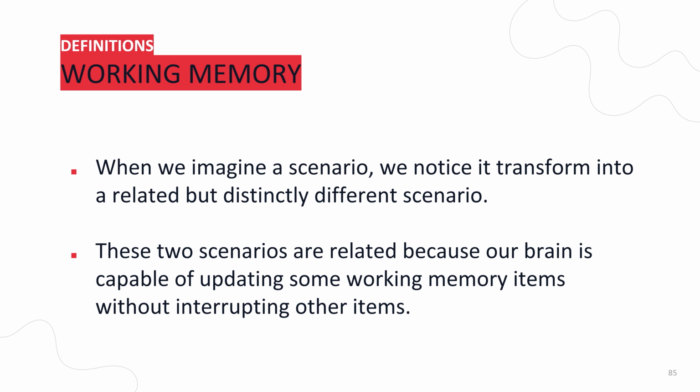When we imagine a scenario, we notice it transform into a related but distinctly different scenario. These two scenarios are related because our brain is capable of updating some working memory items without interrupting other items. A given line of thought does not change all at once, but rather makes additive transitions that are grounded by the content that remains unchanged. The subset of neurons that continue to exhibit persistent activity over the course of these incremental changes should be expected to embody the persisting subject of mental analysis. Stated differently, neurons with the longest lasting activation likely correspond to the underlying topic of thought that remains as other contextual features come and go.